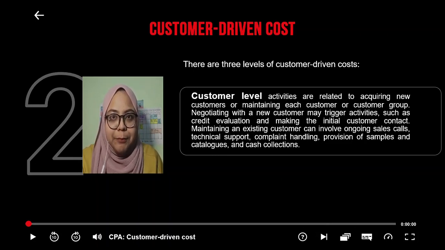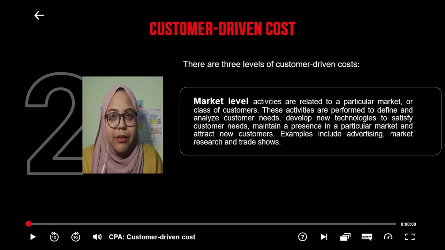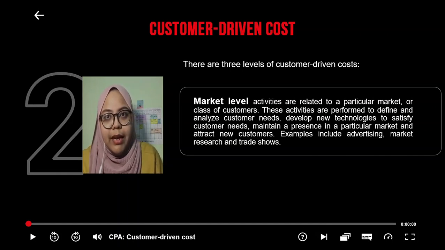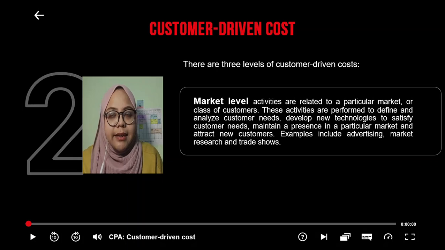Okay, the third level is market level. Market level is the activities that are related to a particular market or a class of customers. These activities are performed to define and analyze customer needs, develop new technology to satisfy customer needs, maintain a presence in a particular market, and attract new customers. Examples include advertising, market research, and trade shows.